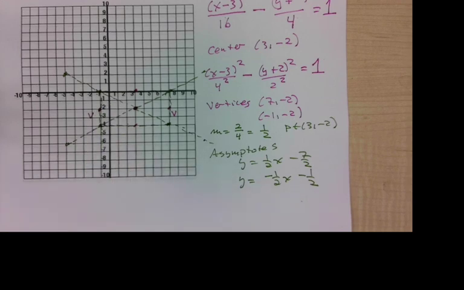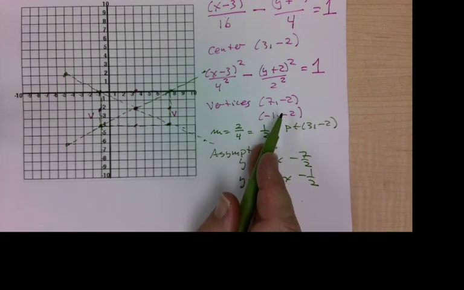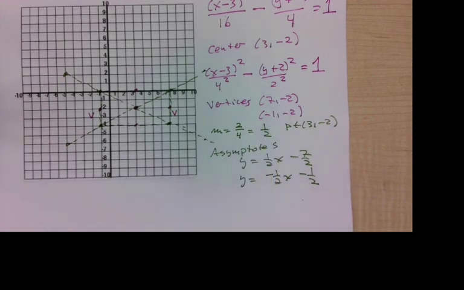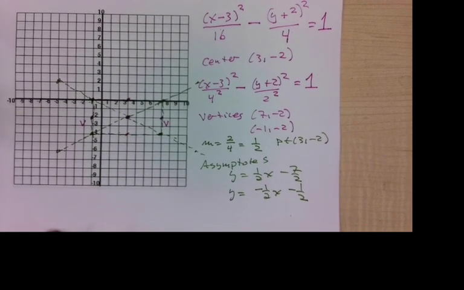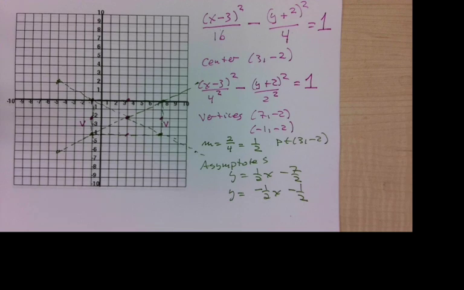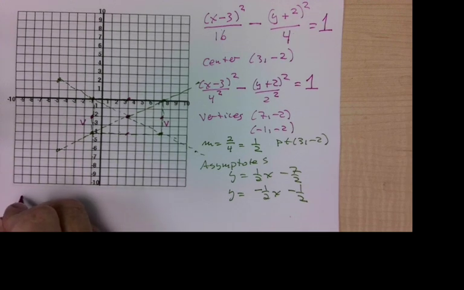So now what do we have? We have the two asymptotes drawn in. We have the equations of the asymptotes. We have the equations of the vertices. Let's go ahead now and find the focal points. So I have two foci. We've got to remember our equation for that is c squared equals a squared plus b squared.